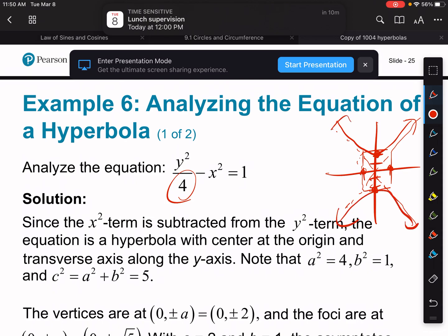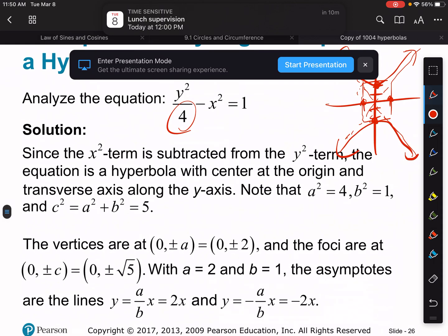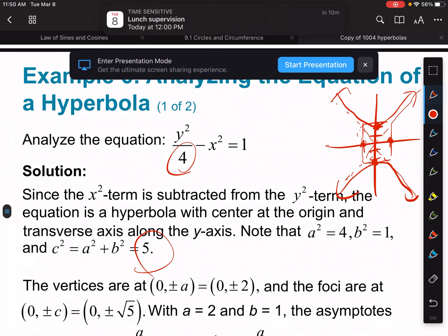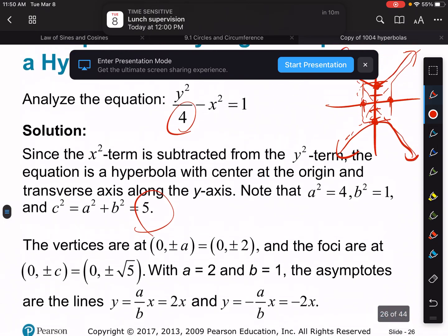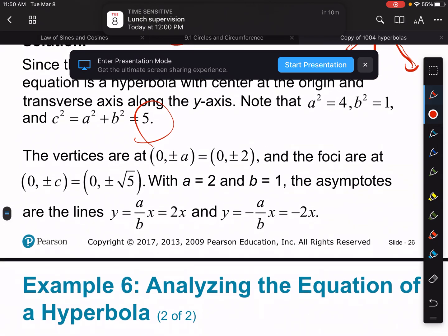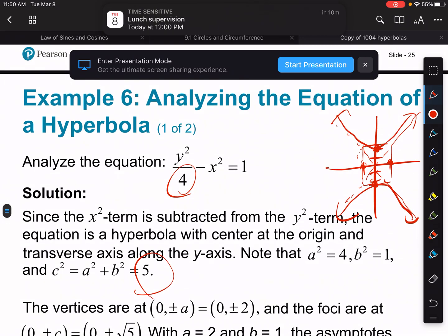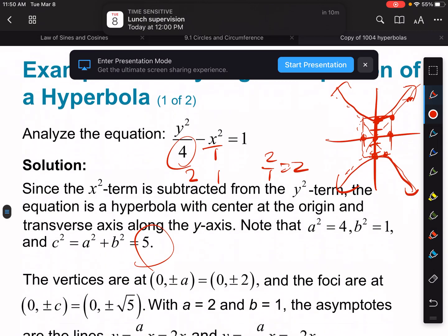If they want to know the coordinates of the foci and all that, you can find it using a squared plus b squared equals c squared, which they did, right? So it depends on what they're looking for. But in this case, we have a slope of 2, because it's the change in y, the square root of 4 is 2, over the change in x, the square root of 1 is 1, 2 over 1 equals 2. From here, I'm going up 2 over 1 on this line, and then down 2 over 1 on the other line. So that's where those asymptotes come from.